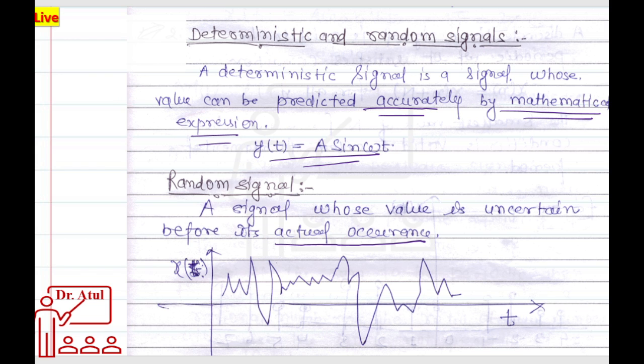For example, rainfall. Anybody knows what will be the rainfall? No one knows the actual rainfall. So that is a random signal. That is not a deterministic signal. Temperature, some natural phenomena, these all are random in nature. Maybe some are deterministic for someone, but for us it is random.